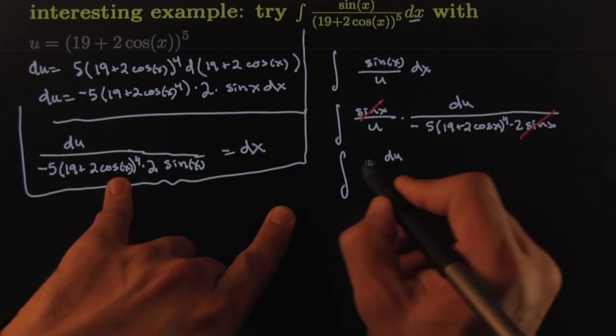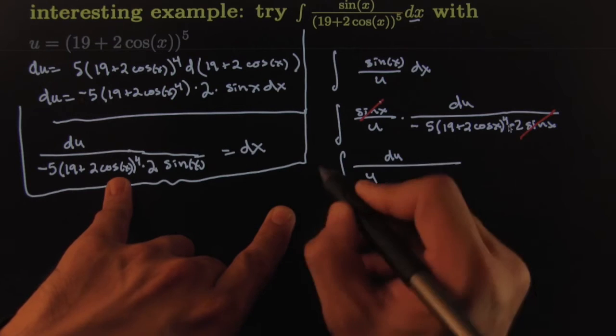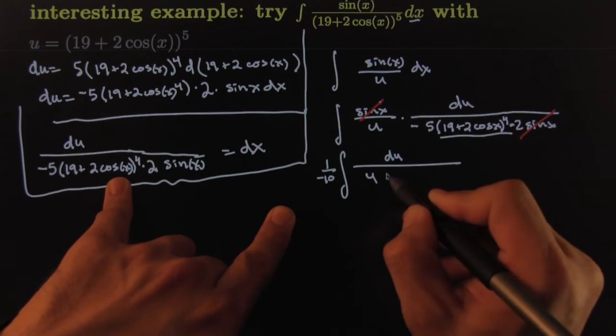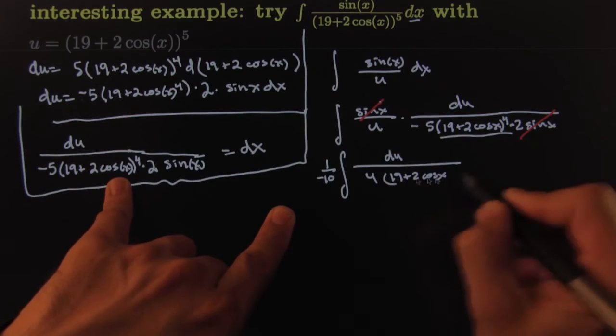I've got a du on the top, I've got a u on the bottom, I've got a 5 and a 2, so I'm going to pull that out as negative 10 if you don't mind. I still got this thing to the fourth, so I got 19 plus 2 cosine of x to the 4th.